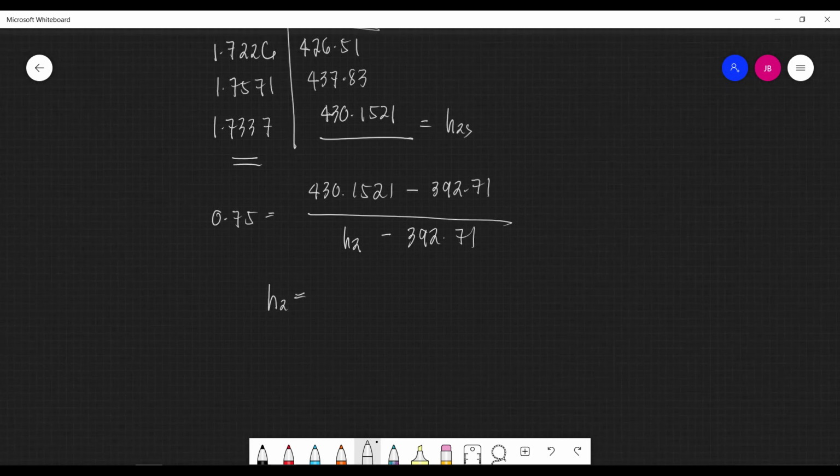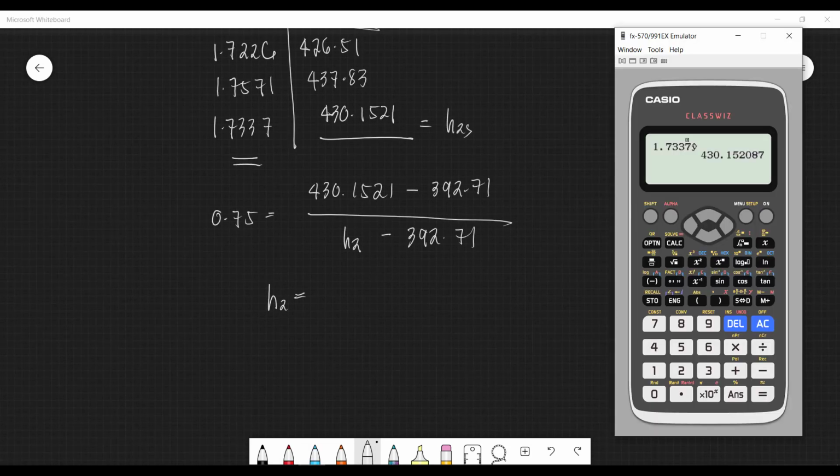And we use calculator techniques. So go to menu, press 1 to go back to the original mode. We can just input this equation and use shift solve mamaya. So press alpha equals and input this fraction, 430.1521 minus 392.71 divided by H2, which I'm going to call X, minus 392.71. And then press shift solve.